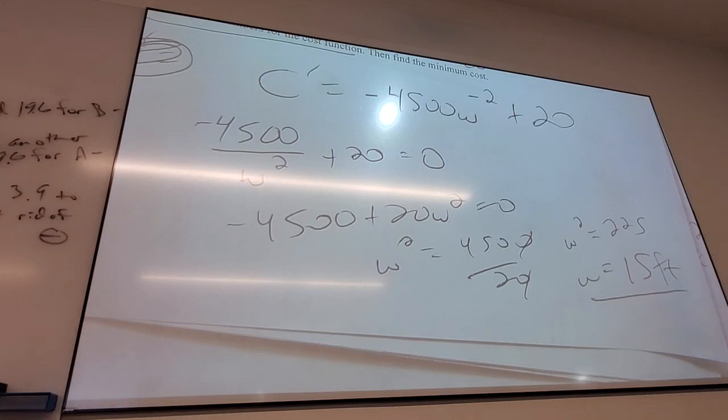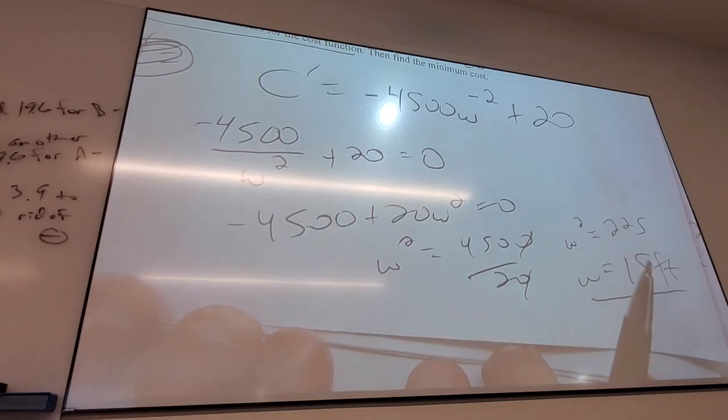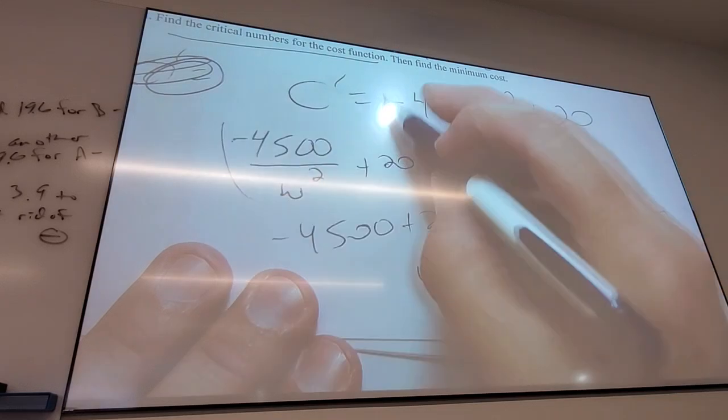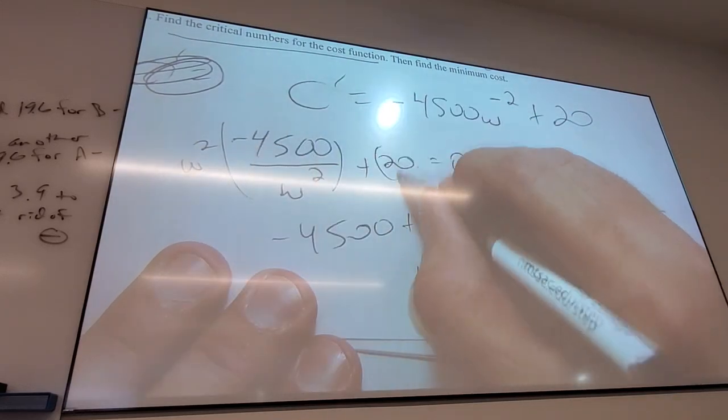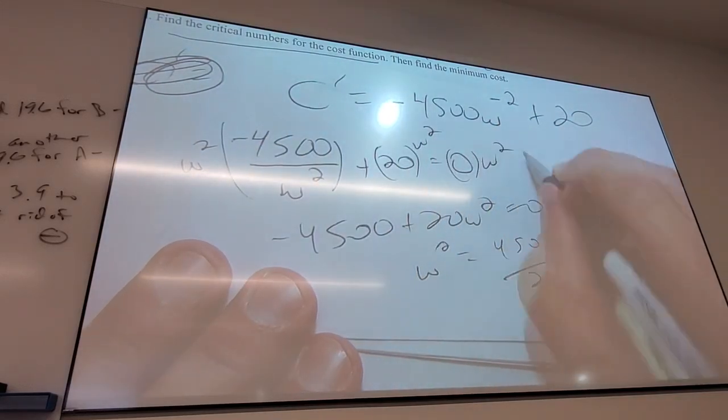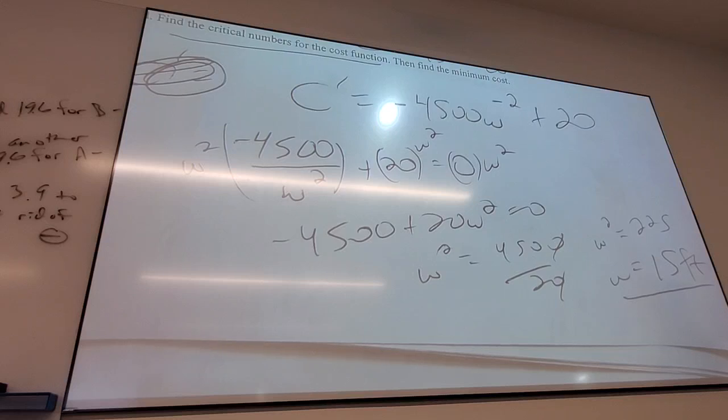Why did the W squared change from the 4,500 to the 20? What's that? Sorry. Whenever I have a fraction in an equation, I can multiply by its denominator to kill it, yeah? Anytime you have an equation that's got fractions in it, multiply by the LCD, and you don't have any fractions anymore. Did you have to do that?